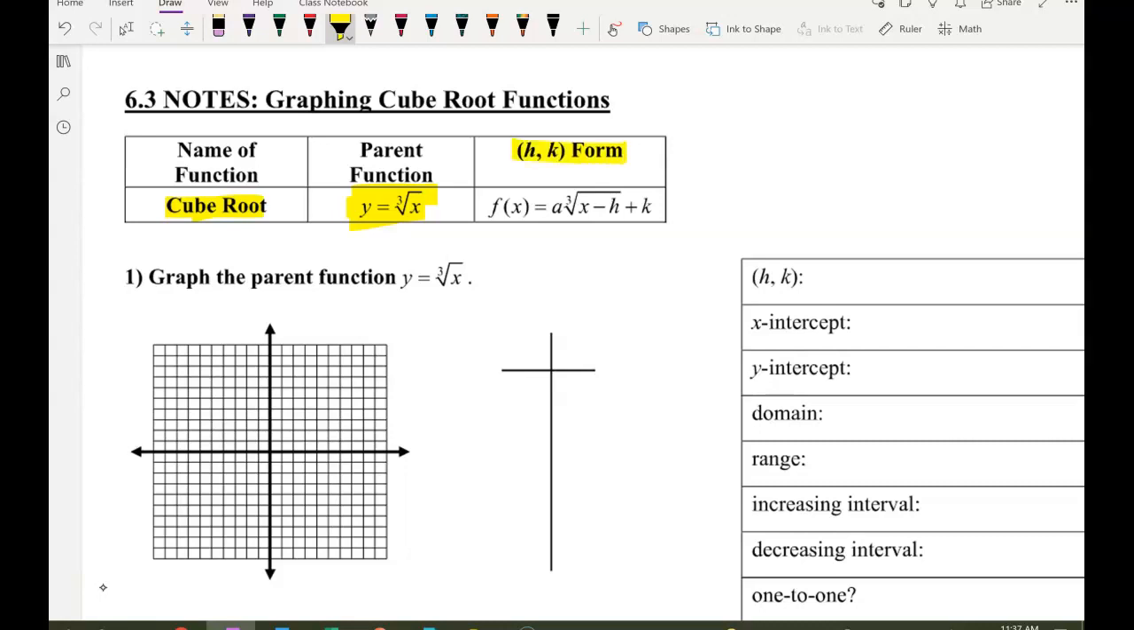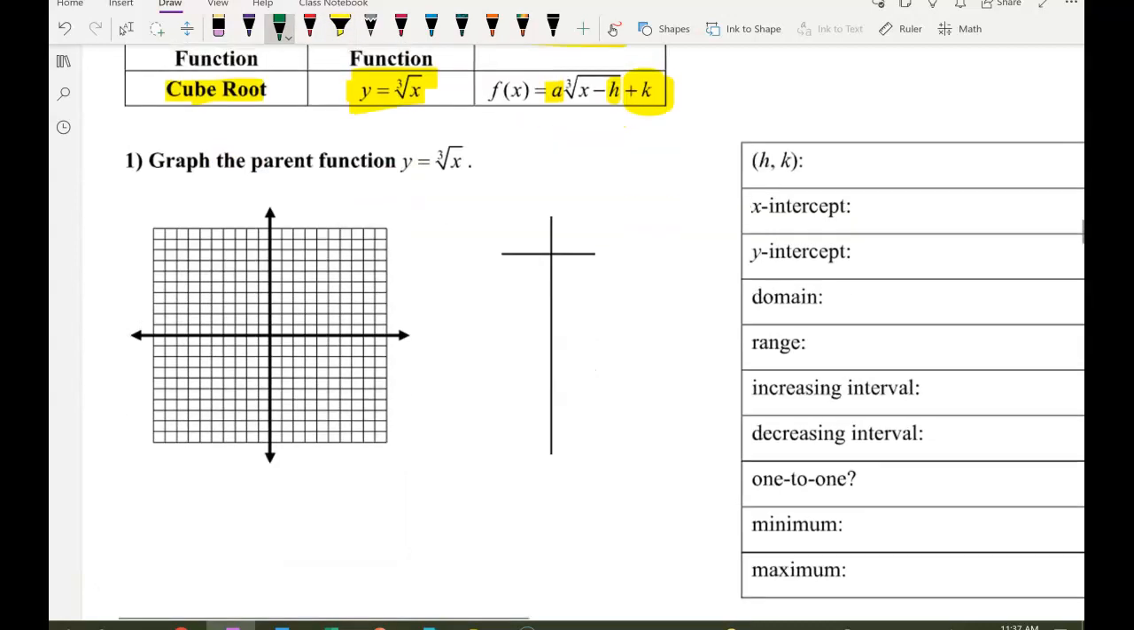The HK form is very similar to the other forms, where the A is going to be in the front, the H value is going to be inside, and then we add the K value at the end to indicate if we have a vertical shift. That means it's up or down. So the first thing we are going to do is graph out the parent function.